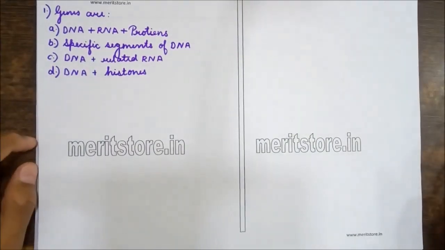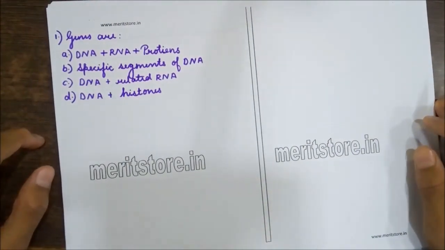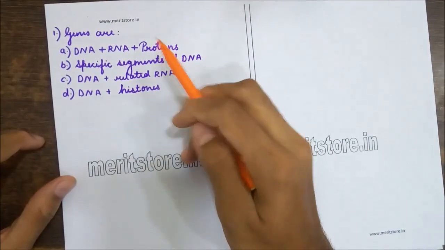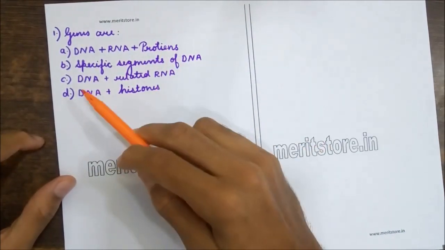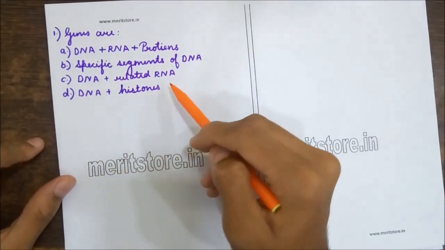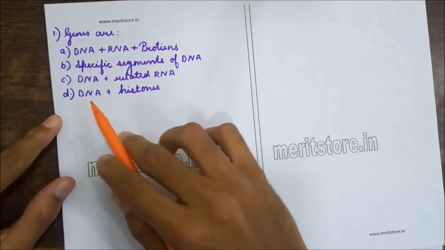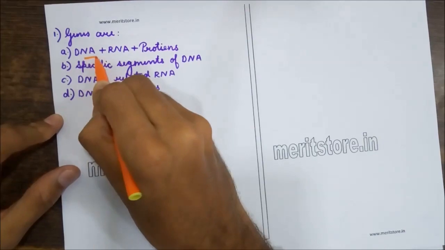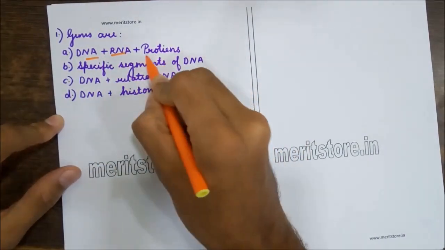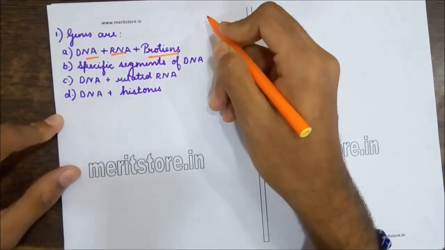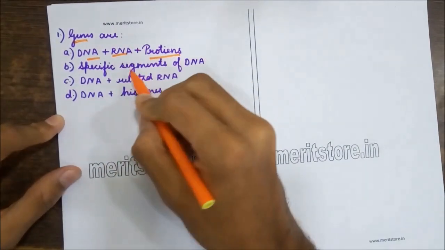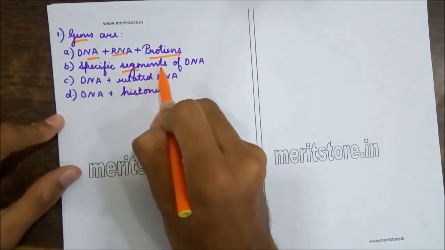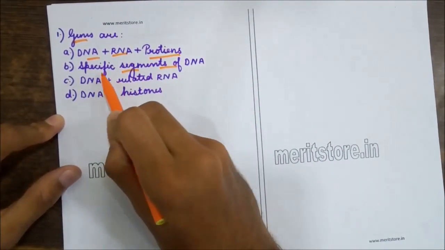Question 1, genes are, we have four options: A, DNA, RNA and proteins. B option states specific segments of DNA, C DNA plus related RNA, and D option DNA and histones. First of all, DNA and RNA are both nucleic acids, and protein is a sequence of amino acids. Genes are specific segments of DNA, which they have directly stated in that option.